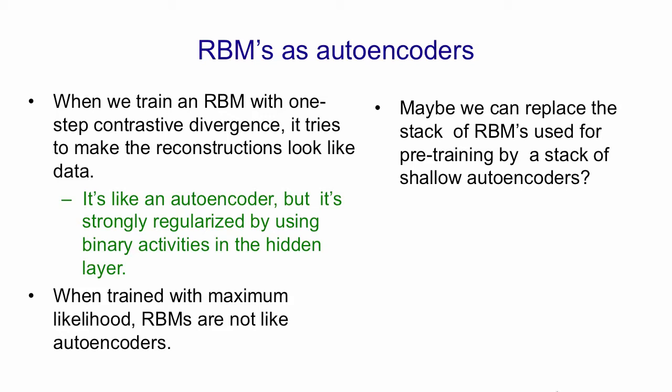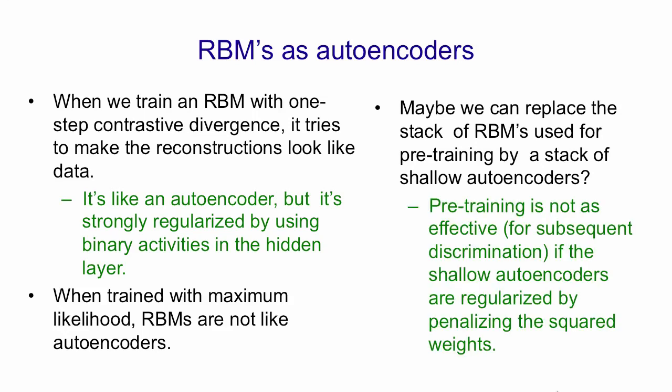So since we can view a restricted Boltzmann machine as a kind of strongly regularized autoencoder, maybe we can replace the RBMs that we use for pre-training with a stack of autoencoders. It turns out that if you do that, pre-training is not as effective. At least that's true if you use shallow autoencoders that are regularized just by penalizing the squared weights. So stacking these autoencoders doesn't work as well as stacking restricted Boltzmann machines.